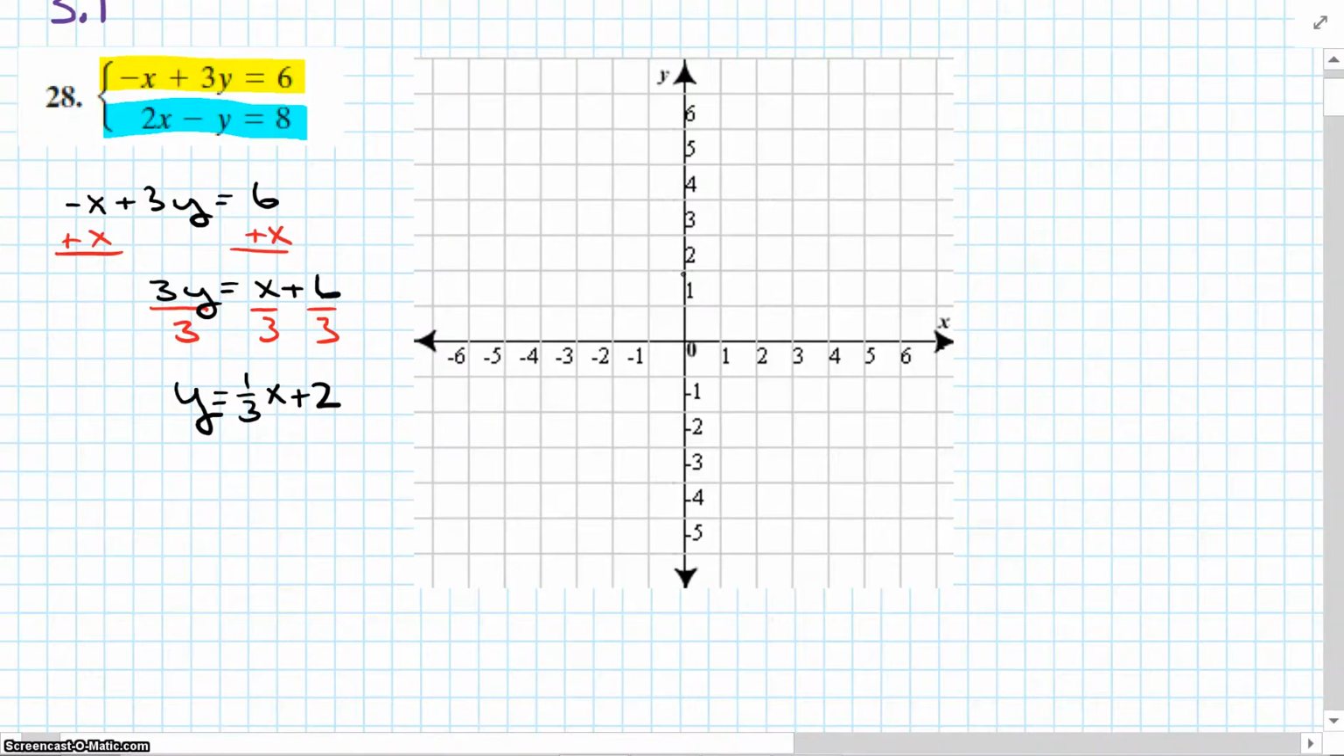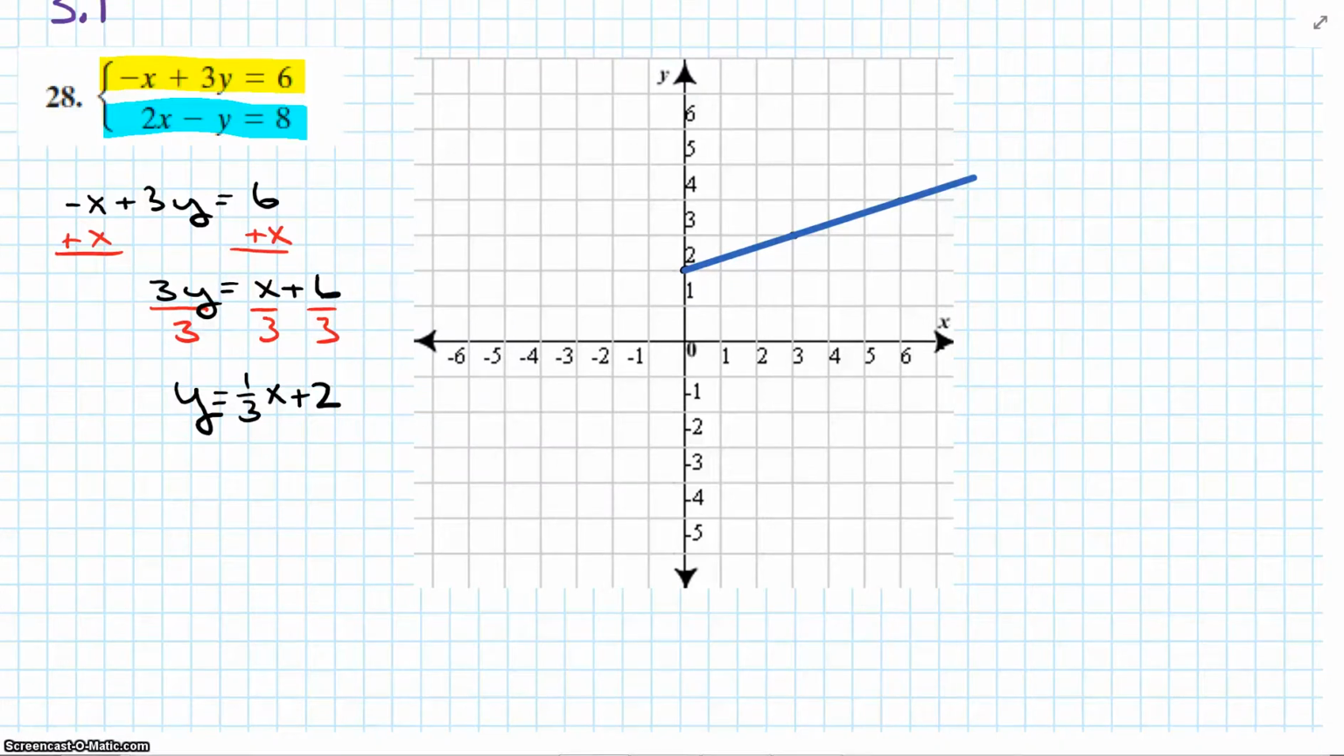My y-intercept is 2. My slope is 1/3, so up 1 over 3. 1, 2, 3. Up 1 over 3. Okay, now we're going to graph that line. So that's done. Now let's take that second equation I put in blue.